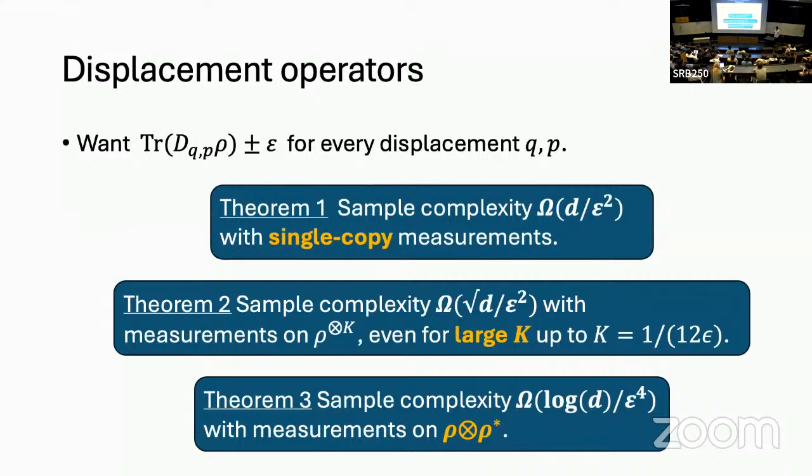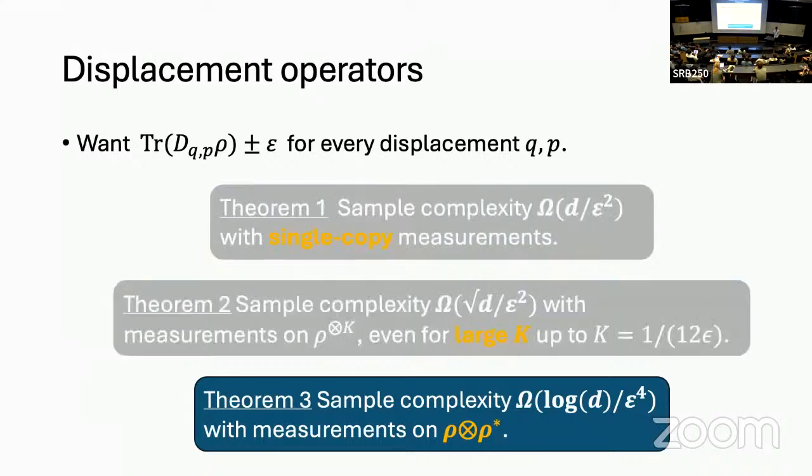OK, so how can this possibly hold? First, we'll look at Theorem 3. How do we achieve this task using rho tensor rho star? And hopefully this will make the intuition clear as to why this can be a useful resource.